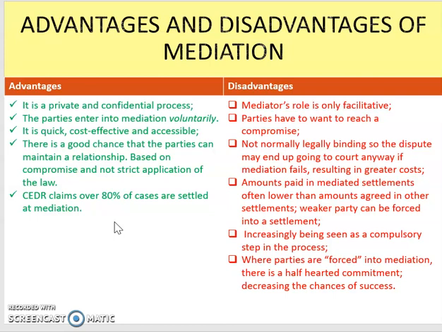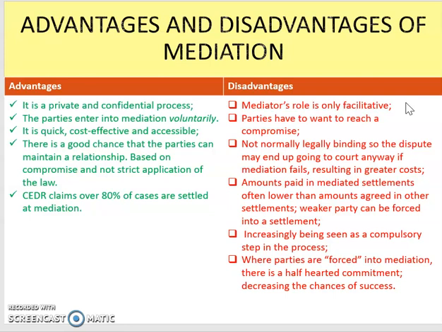As always, though, we've got disadvantages, and I've got some of the key ones listed down the side here. A big disadvantage is that with mediation, we say that the neutral third party or the mediator, their role is only facilitative, which means that they're not really very active. They don't generally suggest ways of solving the dispute. Most of the time, they are just acting as a go-between, passing messages on. So they're not really helping to reach a solution per se.